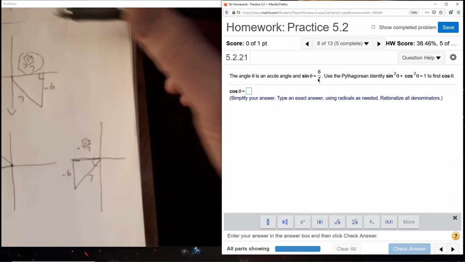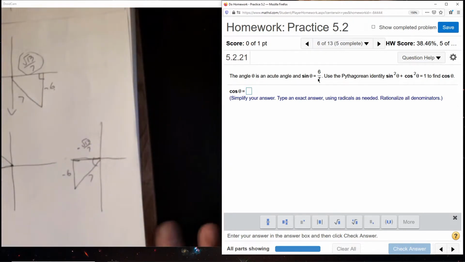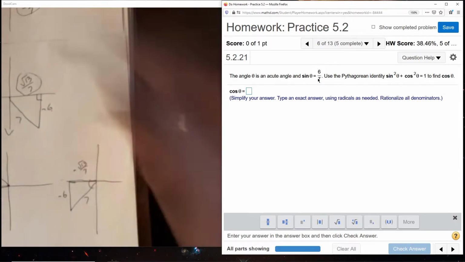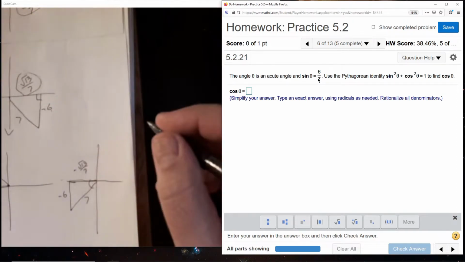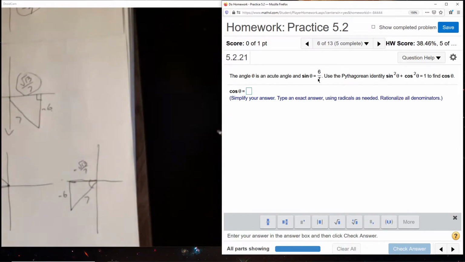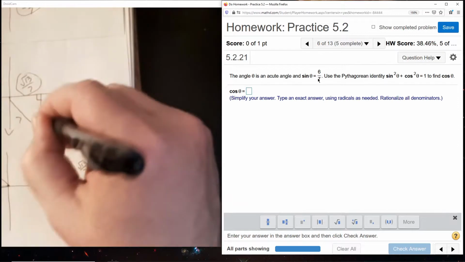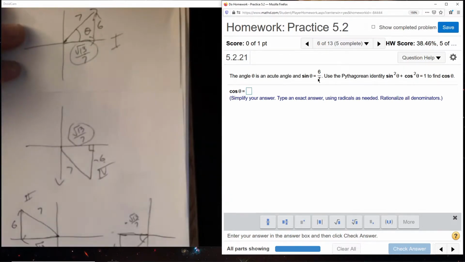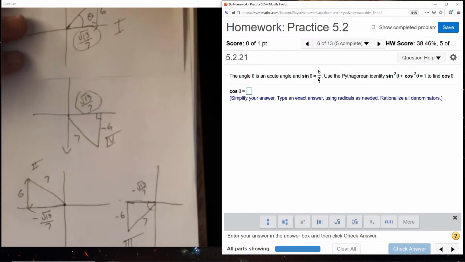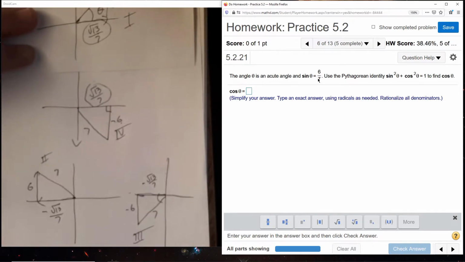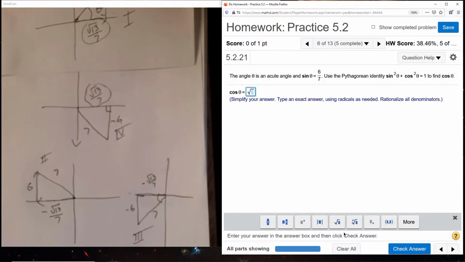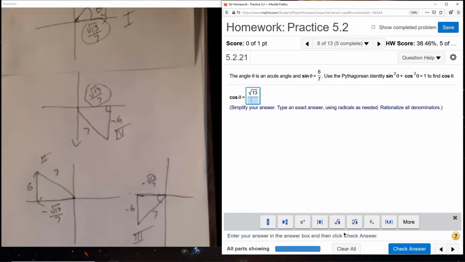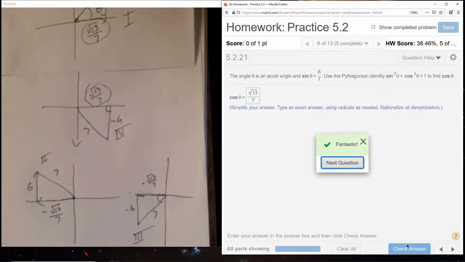So this is how to handle all the quadrants. So here's quadrant 1. Here's quadrant 2. Here's quadrant 3. And quadrant 4. Oops, just can't get all that in there. So overall, our answer here is the positive value. And let's check the next question.